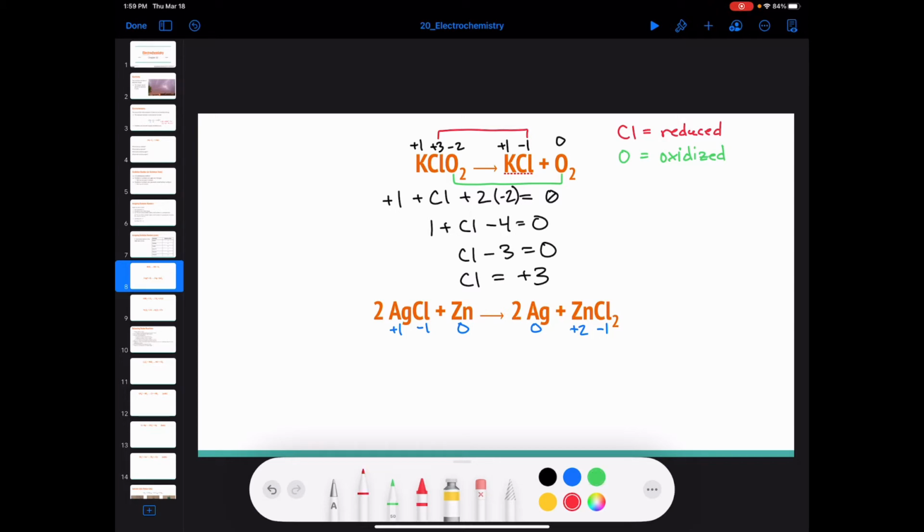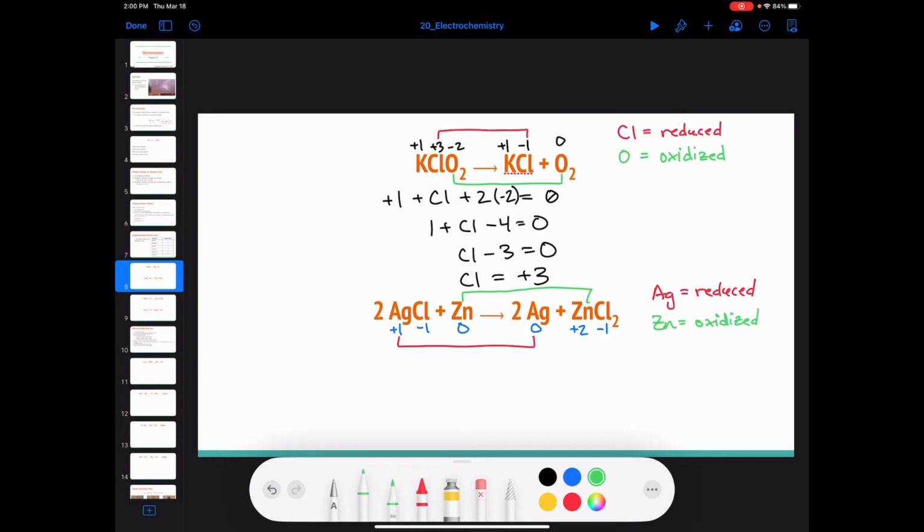Okay, what about in this case? Well, our chloride didn't do anything, right? Chloride went from -1 to a -1. So it wasn't oxidized or reduced. Silver went from a +1 down to a 0, right? So in that case, silver was reduced. Okay, zinc went from a 0 up to a +2. It increased, right? So in that case, zinc is being oxidized.